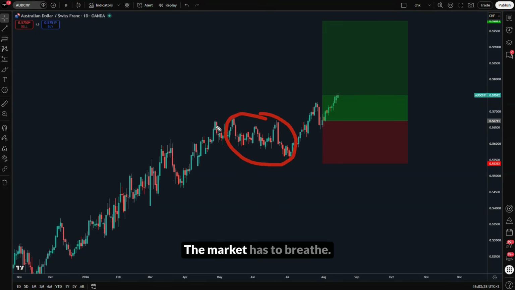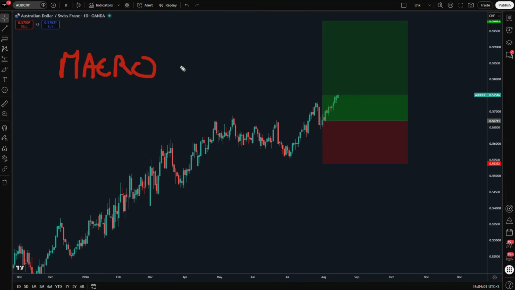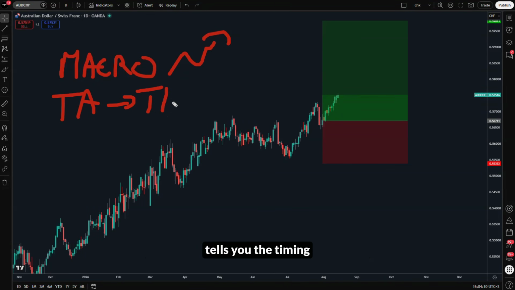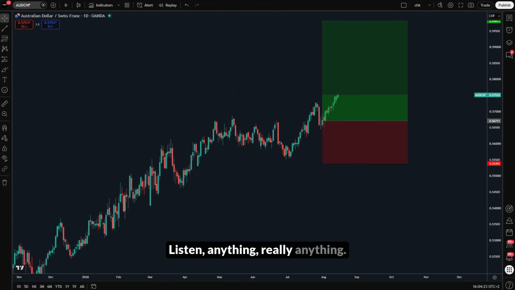This happens. The market has to breathe, the market has to recalibrate itself a little bit, recharge, and then move for the next leg. So the sequence and logic that I want you to understand is that the macro tells you the direction and the technicals tells you the timing, okay? So what technicals should you use? Listen, anything, really anything. You don't need me to teach you about technical analysis. There's plenty of content out there that you can watch about technical analysis, endless. But I will tell you, the simpler you keep it, the better it is.